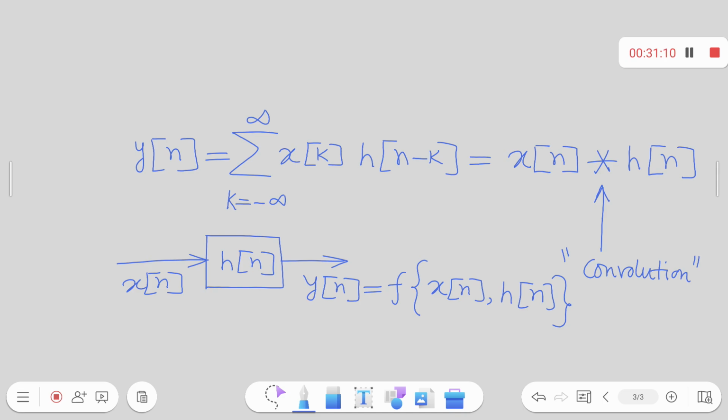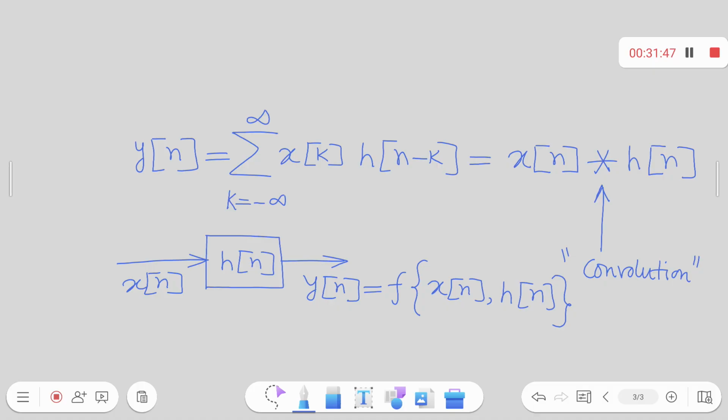Okay, so you have this system characterized by this h of n. Now you have given the input as x of n, and the output is y of n. So the output depends on the input and the system property, right? You have already seen that y of n is equal to the summation of x of k h of n minus k. So y of n can be regarded as a function of x of n and h of n, where x of n is the input and h of n is the system property. Mathematically, this can be represented as x of n star h of n.